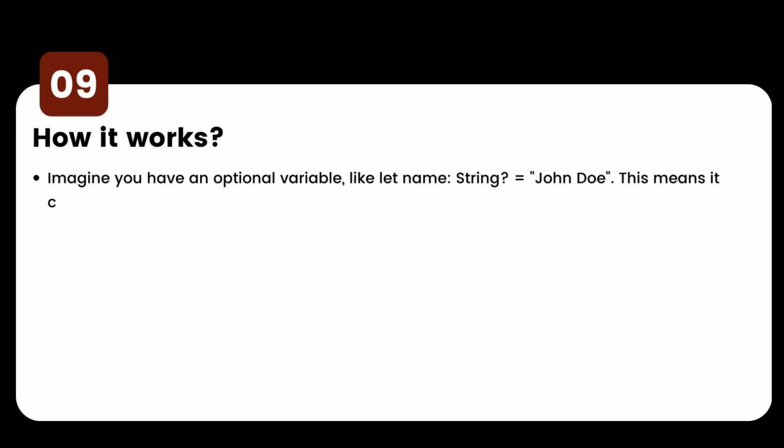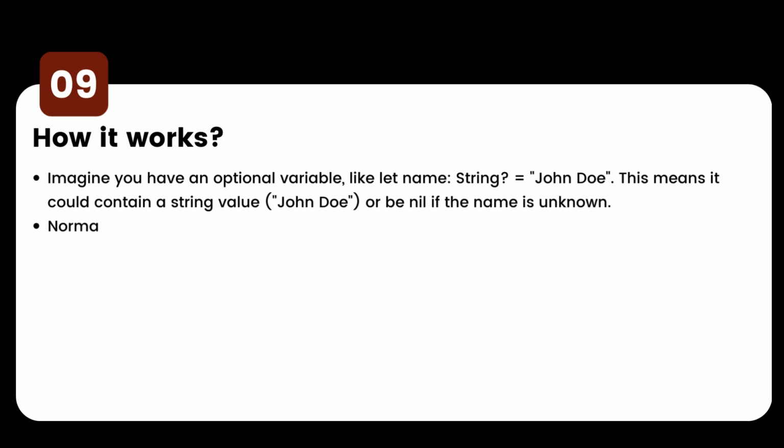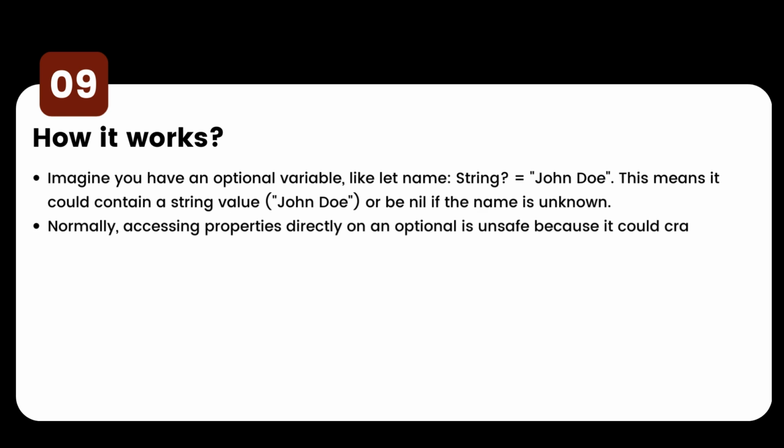How does it work? Imagine you have an optional variable like let name: String? and assign the name of Johan Dio. This means it could contain a string value Johan Dio or be nil if the name is unknown. Normally, accessing properties directly on an optional is unsafe because it could crash if it's nil. This is where optional chaining comes in.